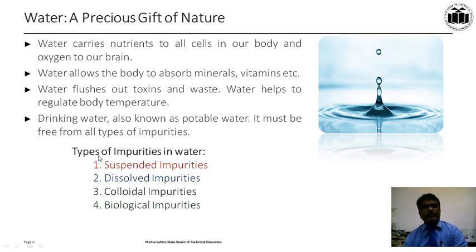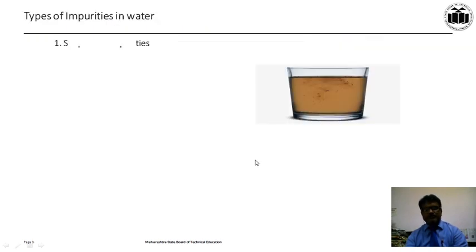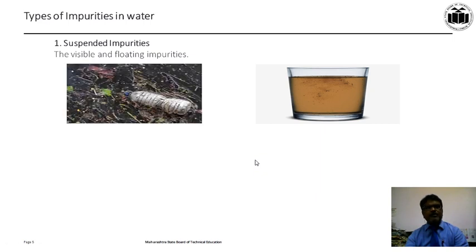So therefore we have to study water pollution today, and we have to study the types of impurities which are present in water. There are 4 types of impurities present in water. First is suspended impurities, second is dissolved impurities, third is colloidal impurities, and fourth is biological impurities. So we have to study them one by one.